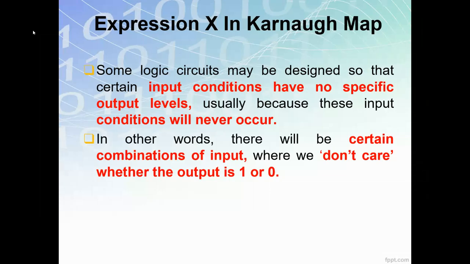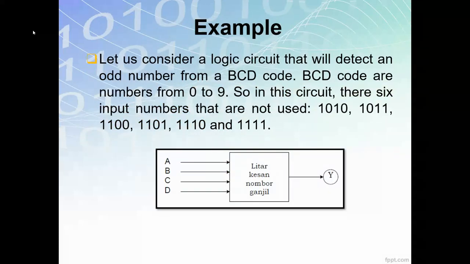Because of the combination of input tu, dia ada tapi dia tak ada output apa-apa pun. There's no specific output of 1 or 0 because that combination of input doesn't make any logic for that particular circuit. So for example, let's say kita nak kesan nombor ganjil, consider a logic circuit that will detect an odd number for the BCD code.